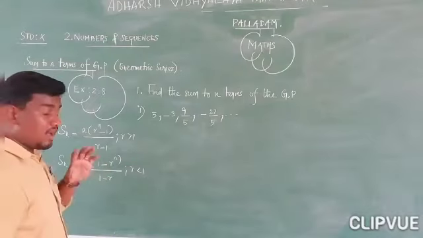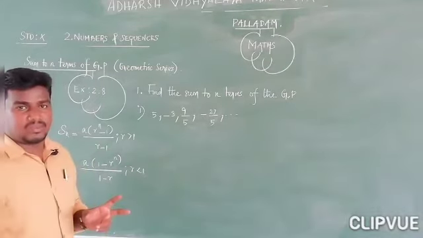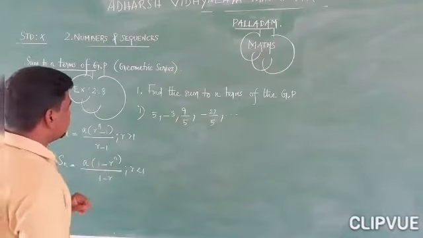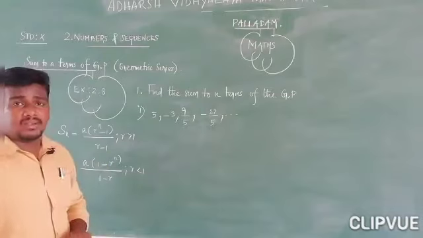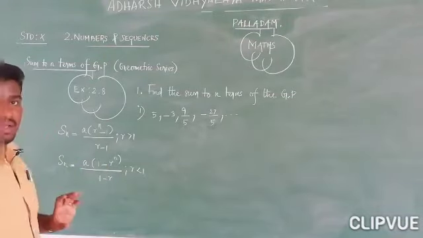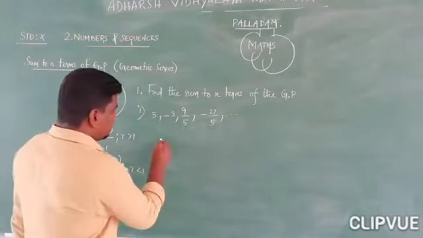In both, r should not be equal to 1. I told you clearly. Okay, so first we are going to find the common ratio. After finding the common ratio, we can select the formula.